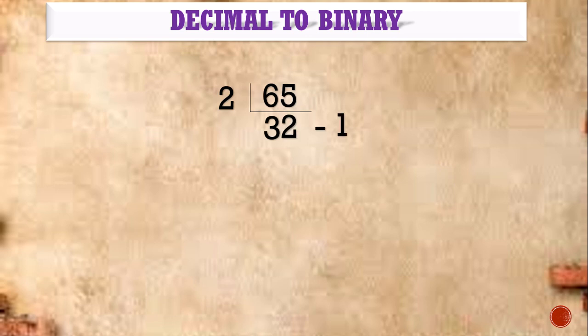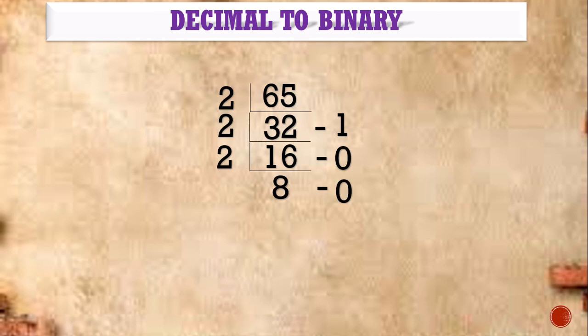So the balance 1 is a binary value. Again we have to divide 32 by 2. So 2 16s are 32, so remainder is 0 here. Again you have to divide the 16 by 2. So 2 8s are 16, remainder 0. Again divide the 8 by 2. 2 4s are 8, and you will get remainder 0 here.